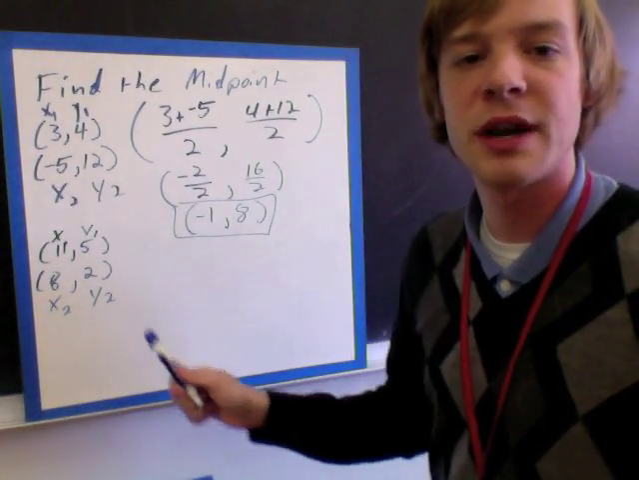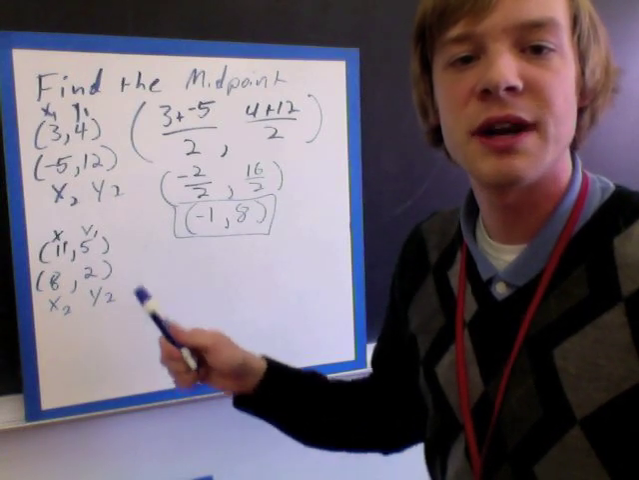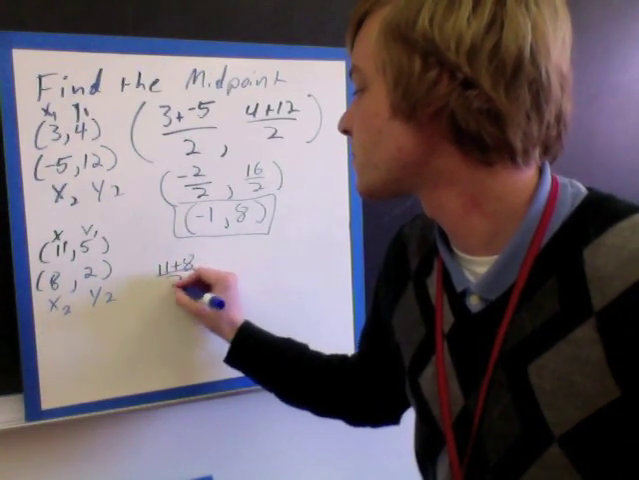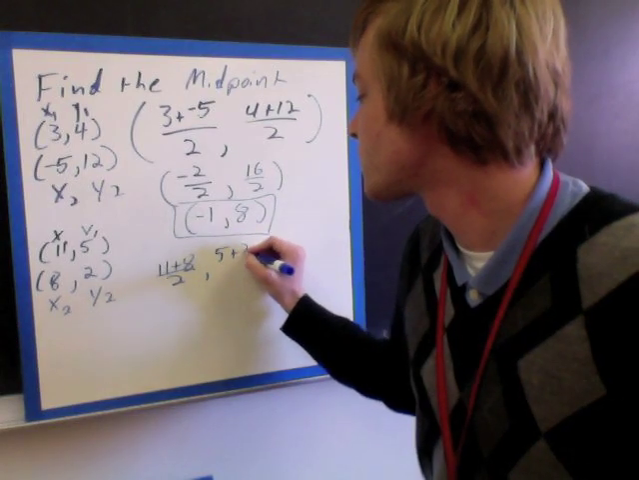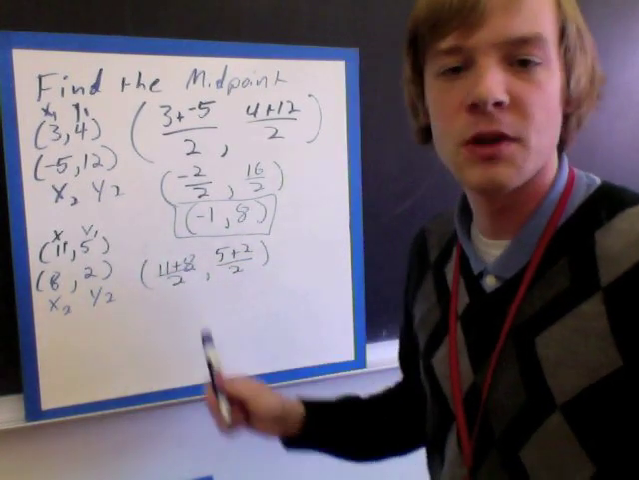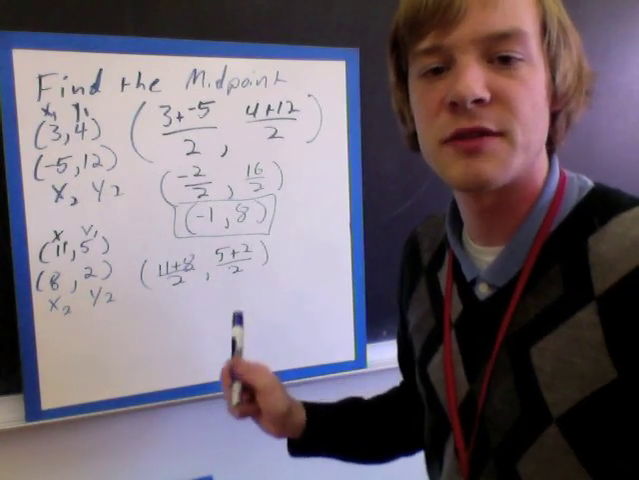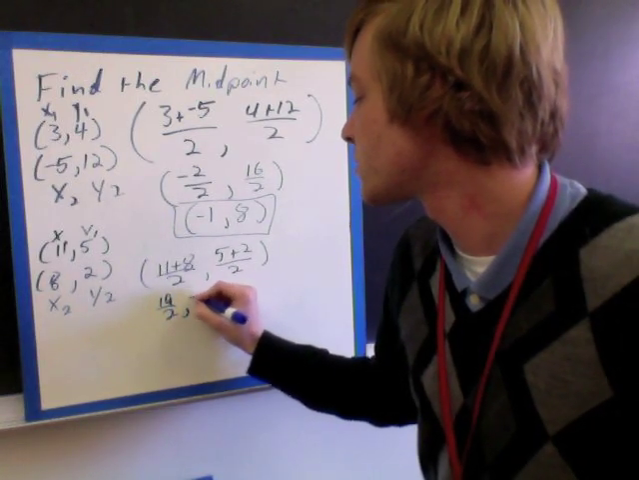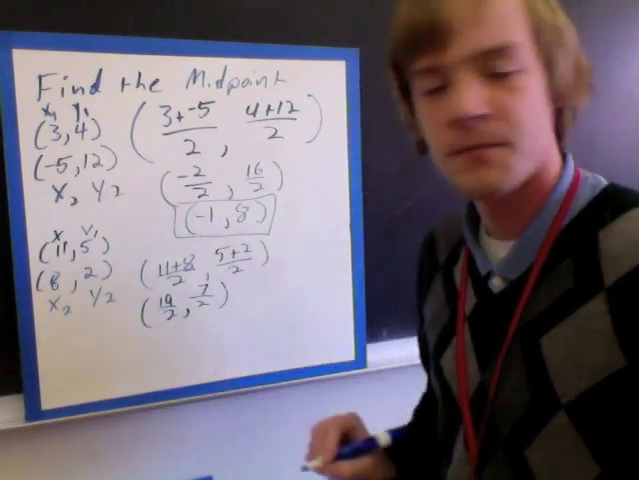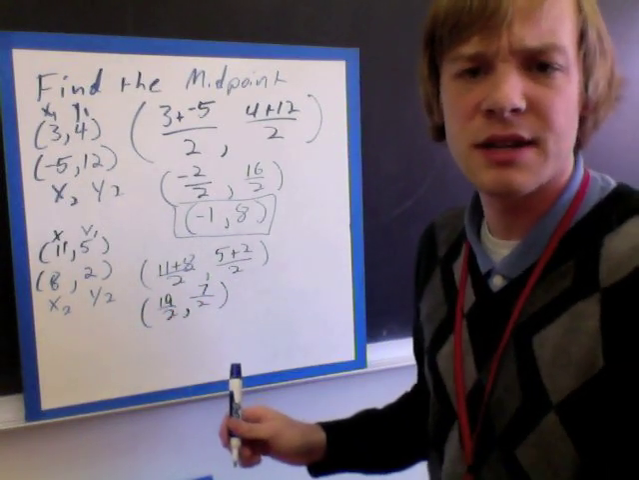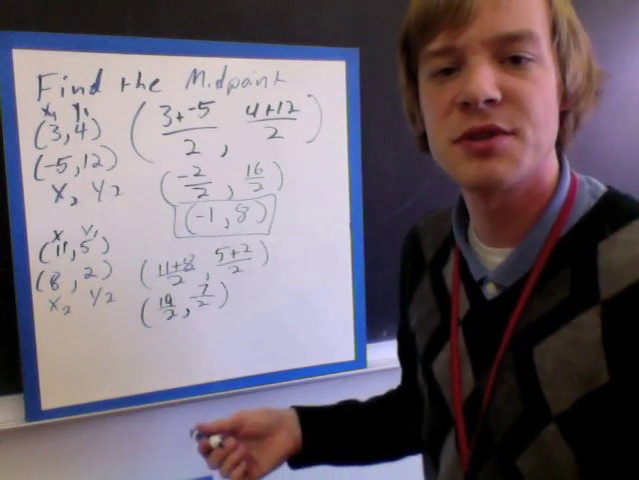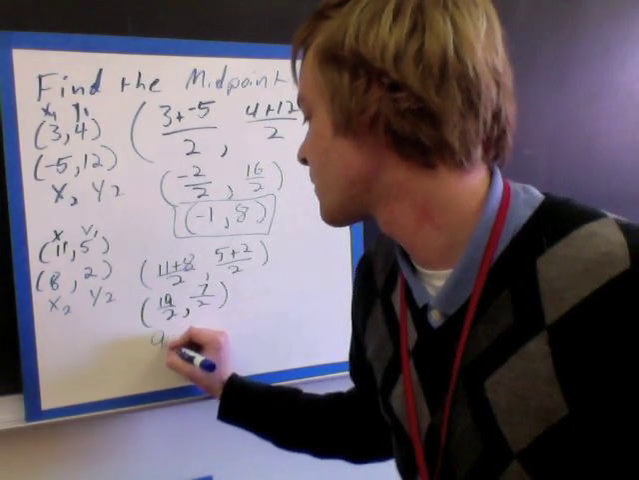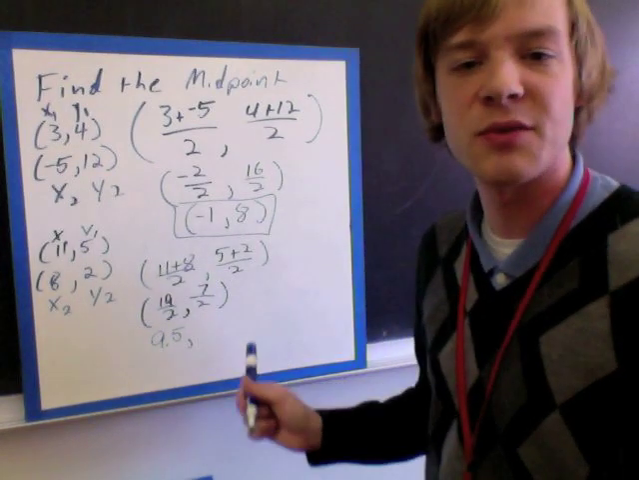And if we plug into our formula, I would have 11 plus 8 over 2, and then 5 plus 2 over 2. Well, 11 plus 8 will give us 19, and then 5 plus 2 will give us 7. Now, if you divide these out, you'd get a decimal. That's okay. Some of these will come out to be decimals. And here we would get 9.5. And for the second one, we would get 3.5.